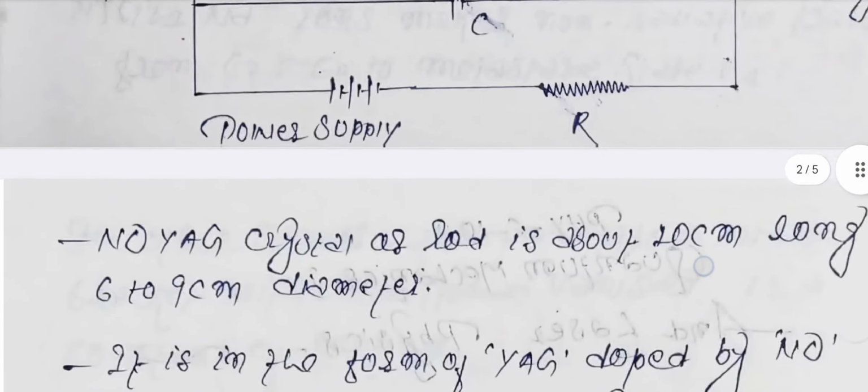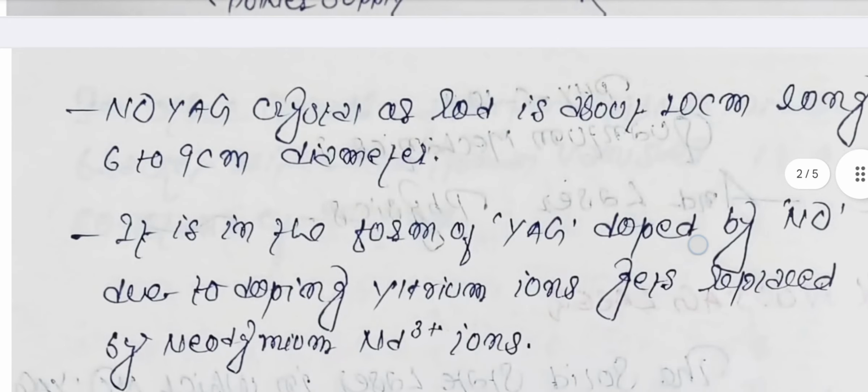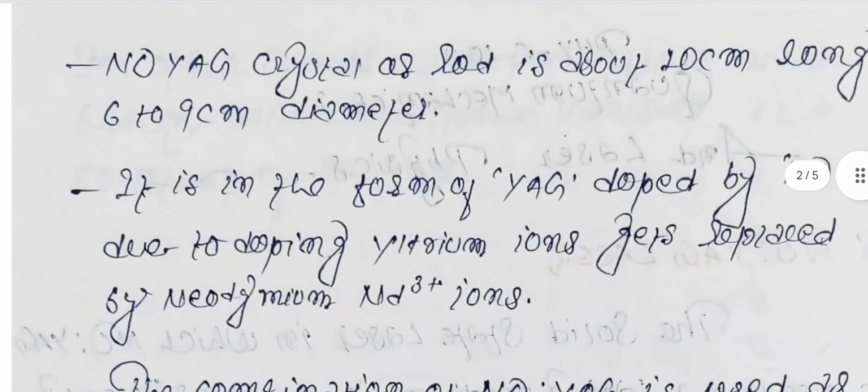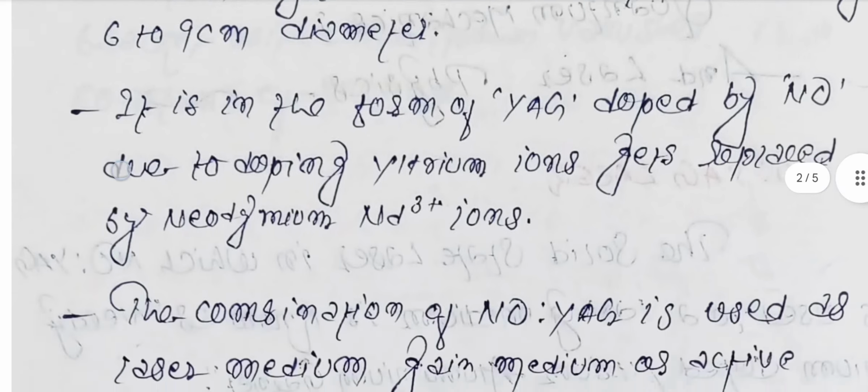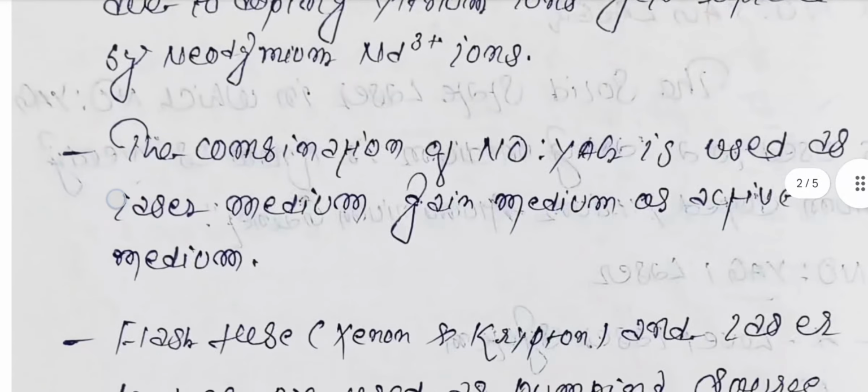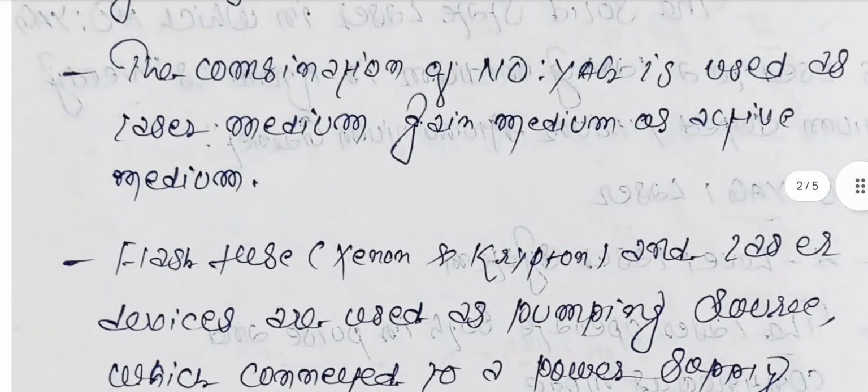Now, friends, the YAG crystal rod is about 10 centimeter long and 6 to 9 centimeter in diameter. It is in the form of YAG doped by Nd. Due to doping, yttrium ions get replaced by neodymium Nd3+ ions. This combination of Nd:YAG is used as the laser medium, gain medium, or active medium.